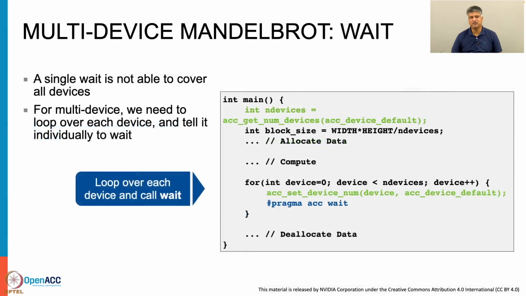If you use a single wait, it is not able to cover all the devices. So for multi-devices, we need to loop over each device and tell it to individually wait. If you just issue a #pragma acc wait, it's not going to do it for multiple devices. Each and every device has to be individually told to wait.